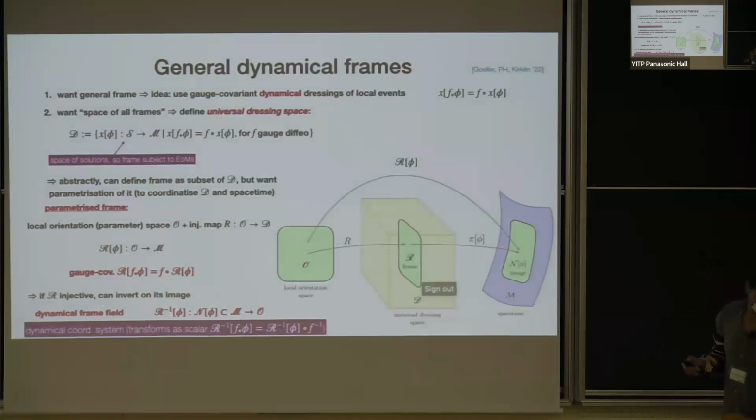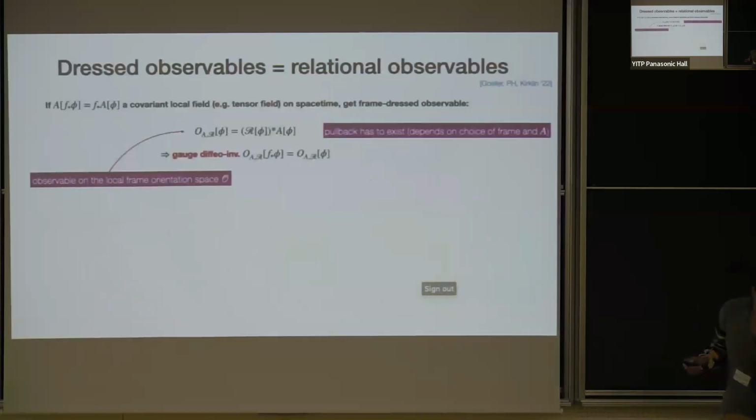And when we have such structures, and let me emphasize again, in general, there are many different ways in which you can realize such concrete maps in practice. It depends really on the choice of degrees of freedom you have in your theory. And now, how do you go about constructing dressed observables or relational observables from this?